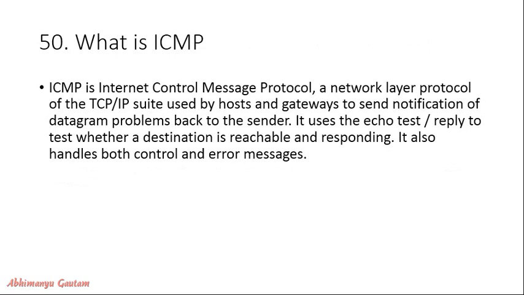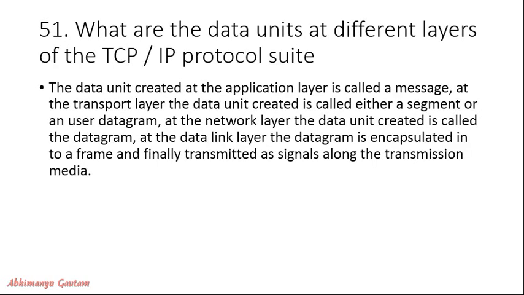What is ICMP? ICMP is Internet Control Message Protocol, a network protocol of the TCP/IP suite used by hosts and gateways to send notification of datagram problems back to the sender. It is used for echo test and reply to test whether a destination is reachable and responding, and it also handles both control and error messages.